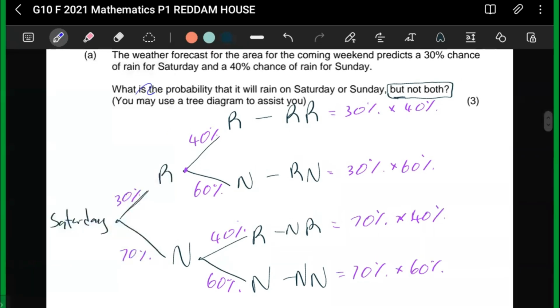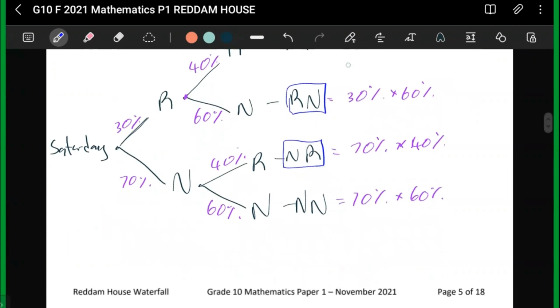But the question is saying, what is the probability that it will rain on Saturday or Sunday, but not both? So the probability of raining on Saturday or Sunday, but not both, it's these two here. You see, because this is raining on both days. But then the probability that it will rain on the Saturday or the Sunday, but not both, these are the two probabilities. So you add them up, you see. So it's going to be this probability here plus this probability.